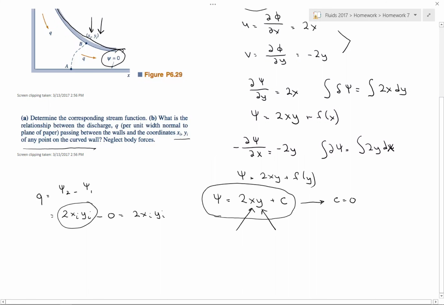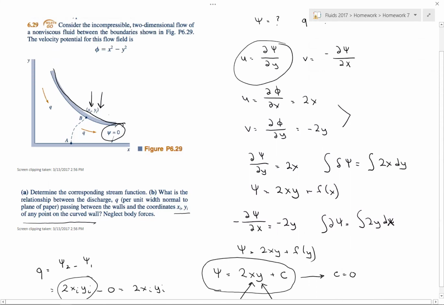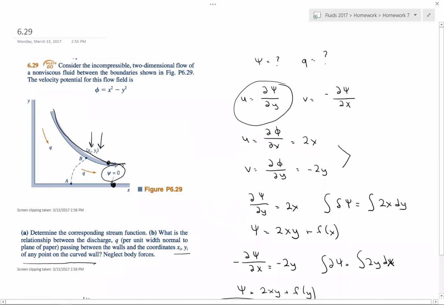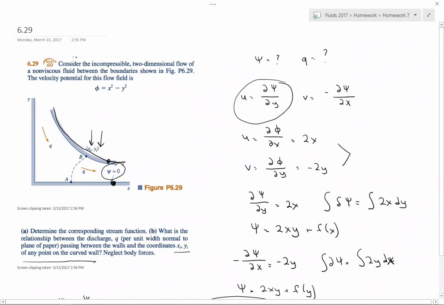We know what the stream function is here. It tells us it's 0. The other stream function here, which is based on the velocity potential right here, x squared minus y squared. Oh, how did I differentiate psi 2 from psi 1? I actually took the one that was higher.